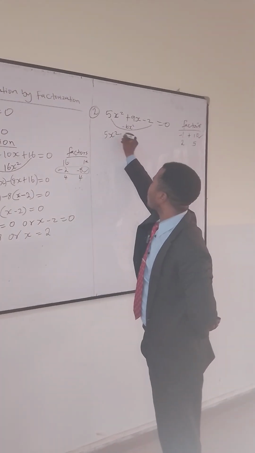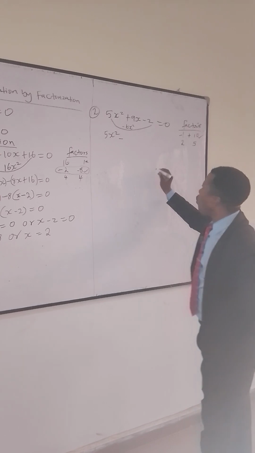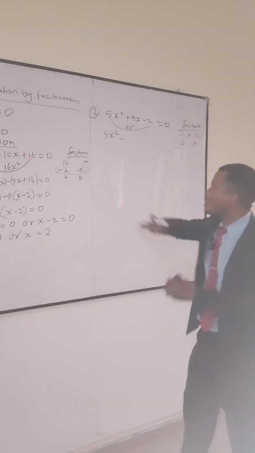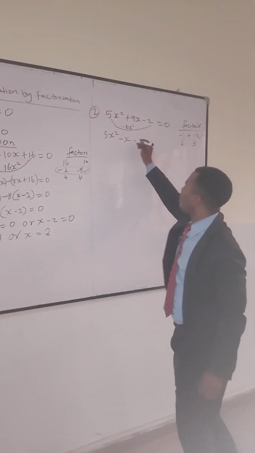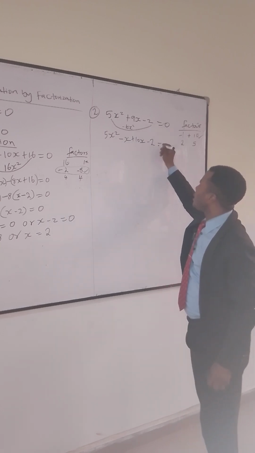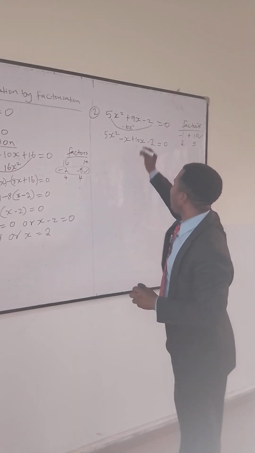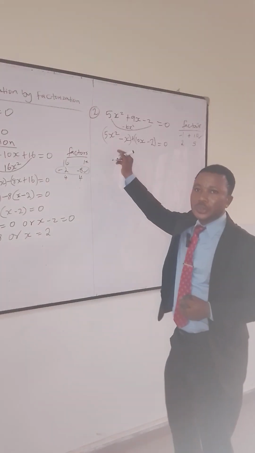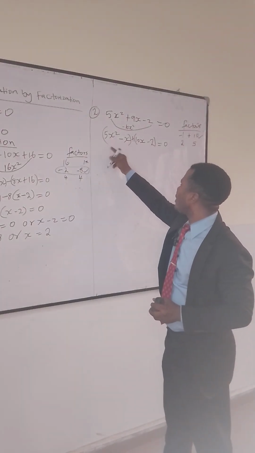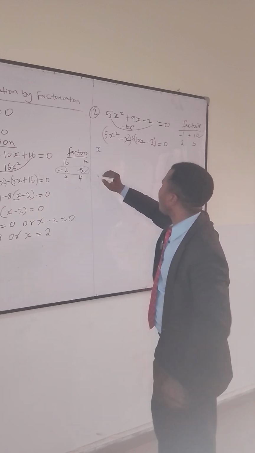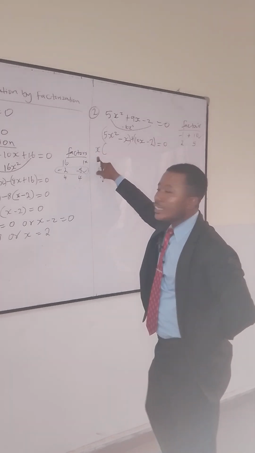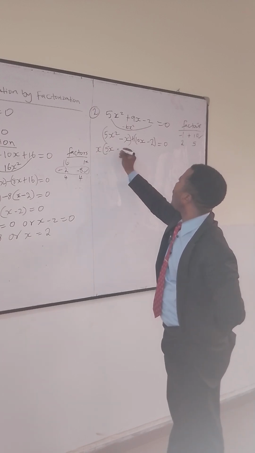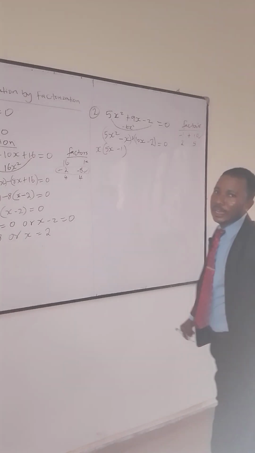So let's now have 5x squared, of course, minus, when we say minus 1x and minus x, they are the same thing. So we don't write minus 1x, we write minus x. Then here we have plus 10x minus 2 is equal to 0. Good. Now let's factorize this and see what we are going to get. Okay, what's common here? We can divide these 2. Of course, we look here, you see that what? x can divide these 2. So we are going to have what? x here. Okay, now 5x squared divided by x is going to give us 5x. Now x divided by x is going to give us what? Minus 1.